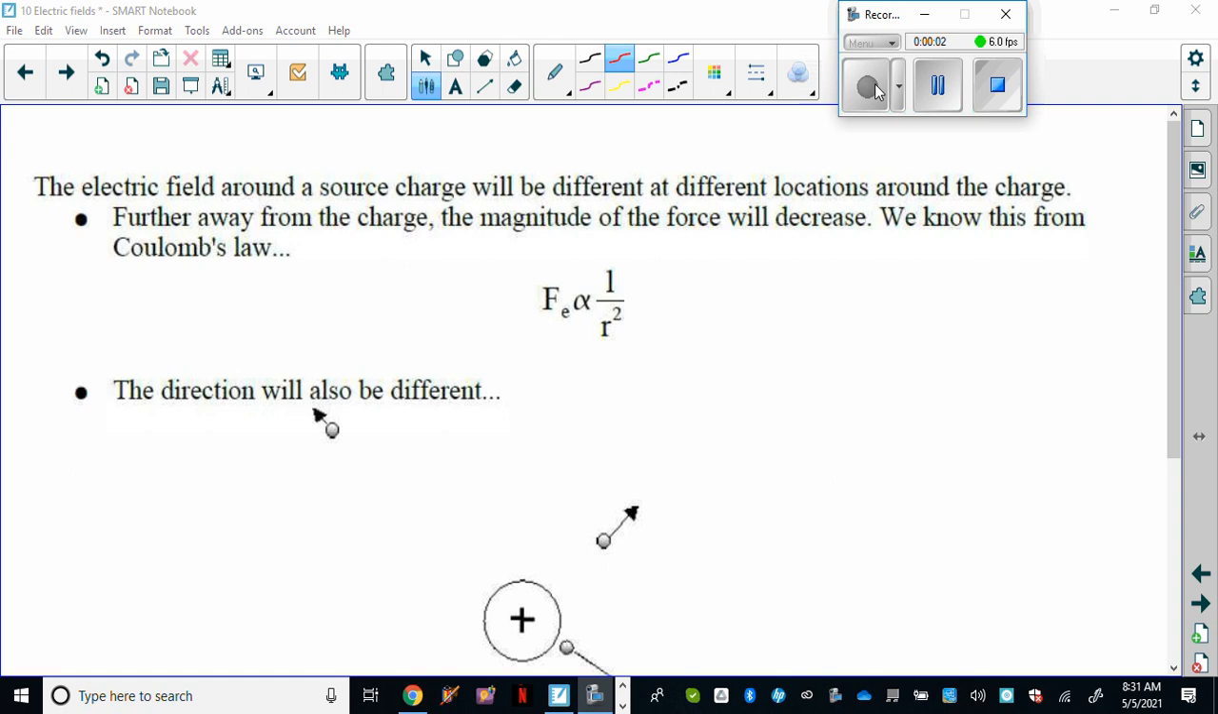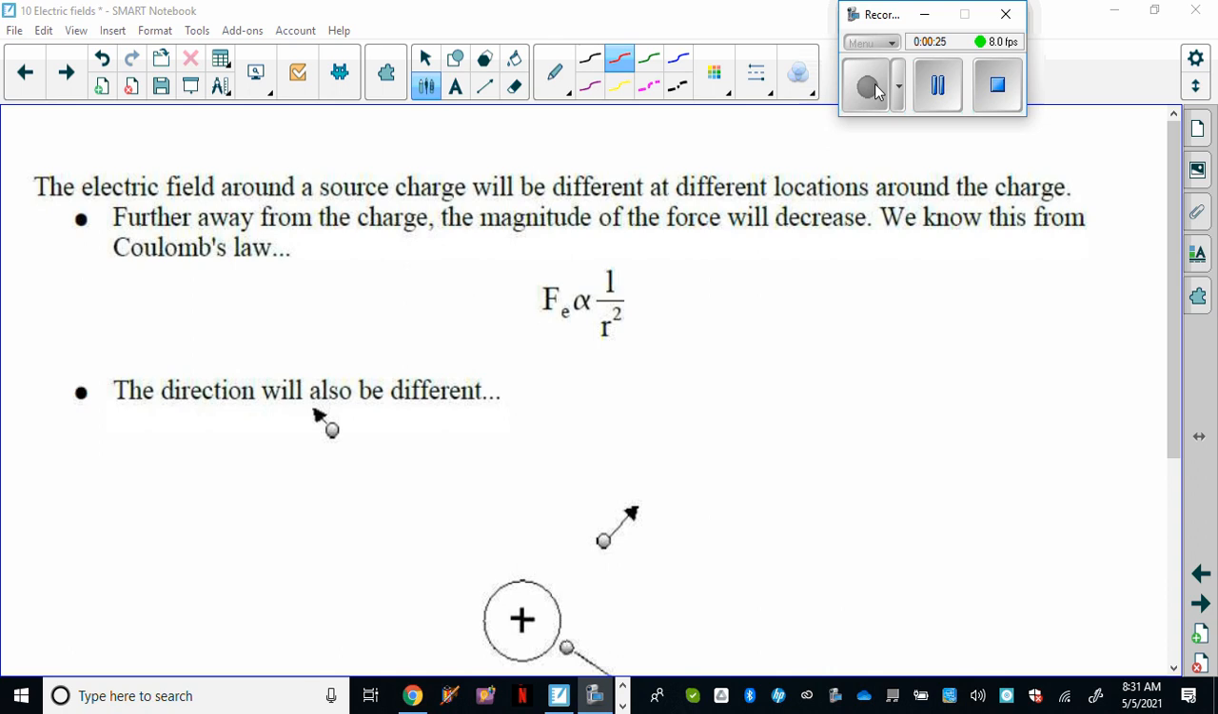Part 2 of lesson 10. It starts off with this very important relationship: for electric fields, similar to gravitational fields, the electric field around a source charge will be different at different locations around the charge. So the further you get away from it, the weaker the field is.